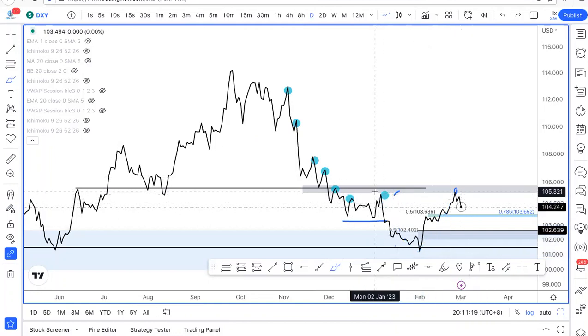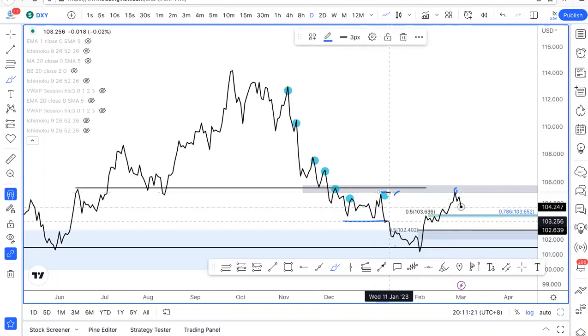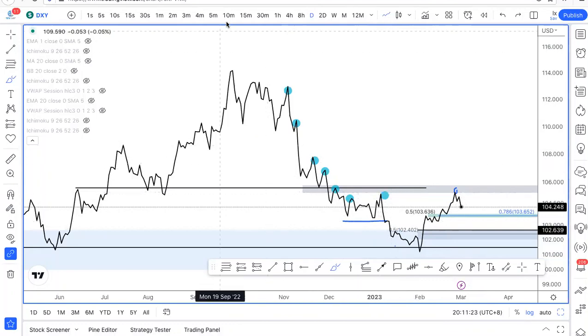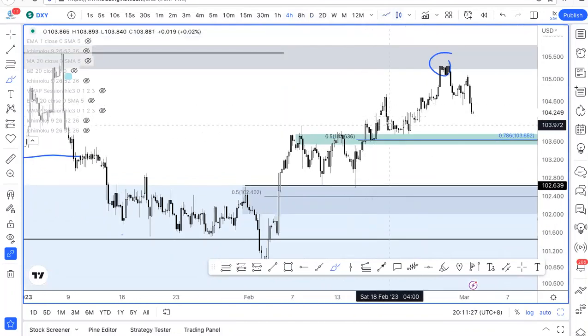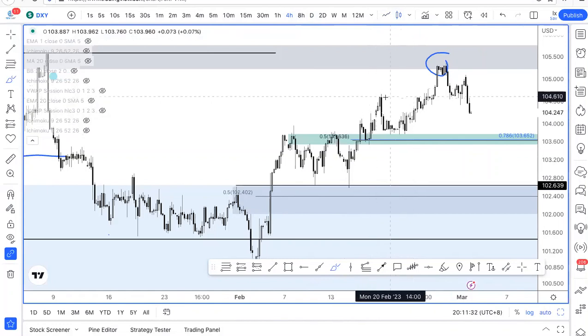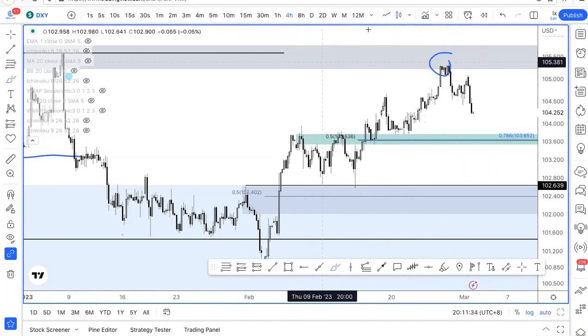So in terms of the area, we're currently in a resistance area on the daily time frame. This is on dollar index. Let's take a look at the 4 hours. On the 4 hours, you can see that it's still in a bullish market structure. How so? You can see subsequent higher lows and higher highs being formed.